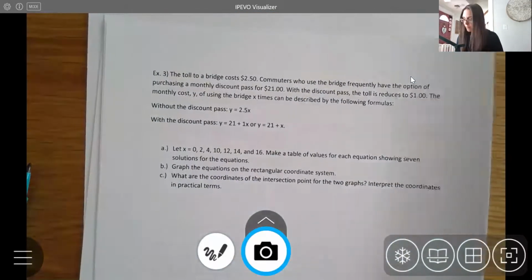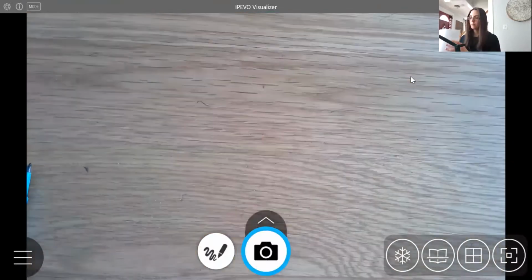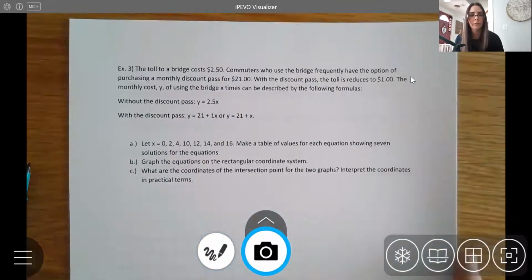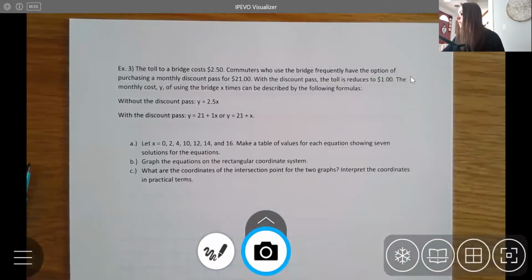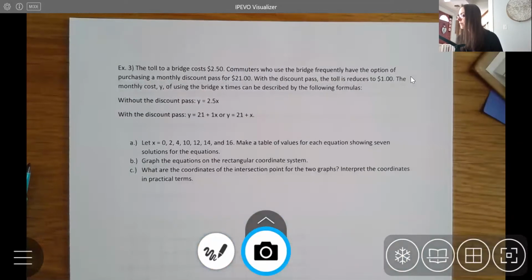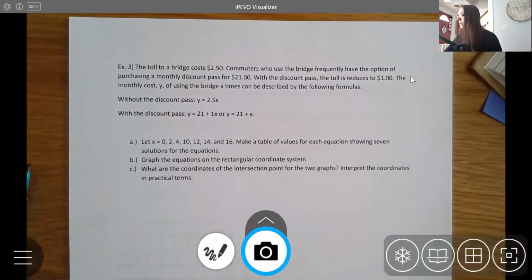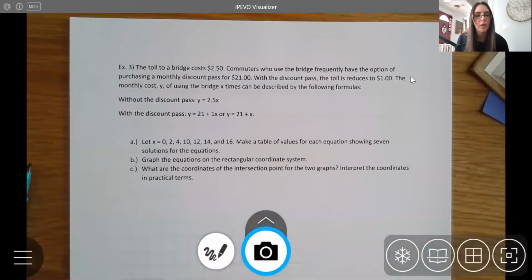All right, let's do another example. All right, so the toll to a bridge costs $2.50, and commuters who use the bridge frequently have the option of purchasing a monthly discount pass for $21. With the discount pass, the toll is reduced to $1 instead. The monthly cost Y of using the bridge X times can be described by the following formulas.